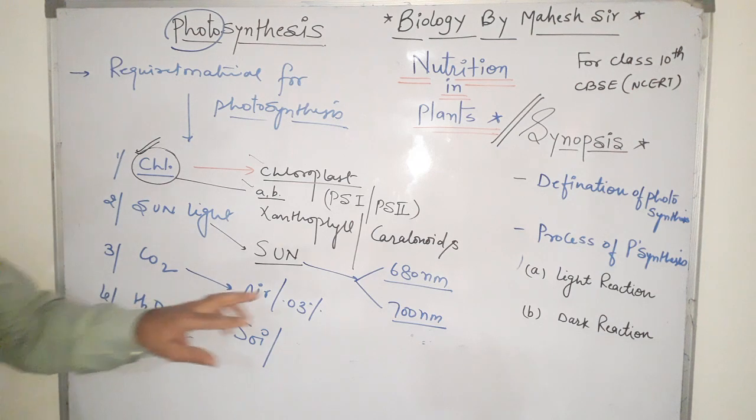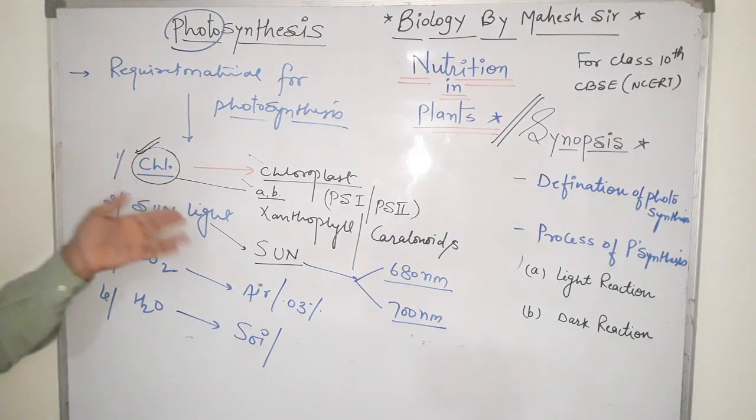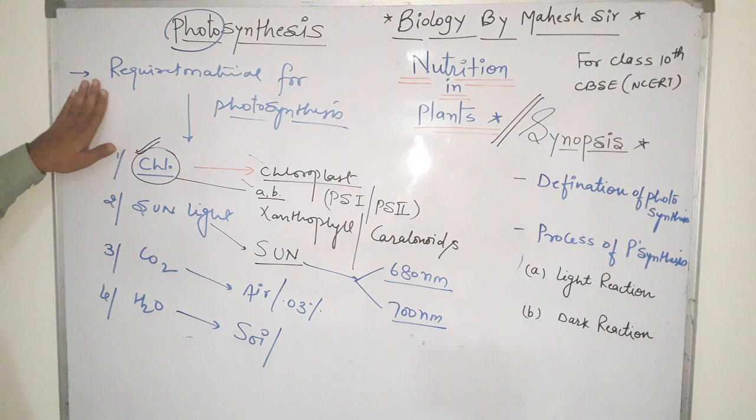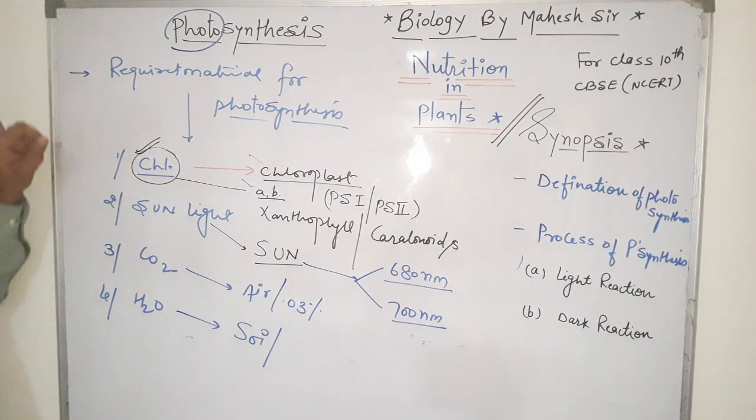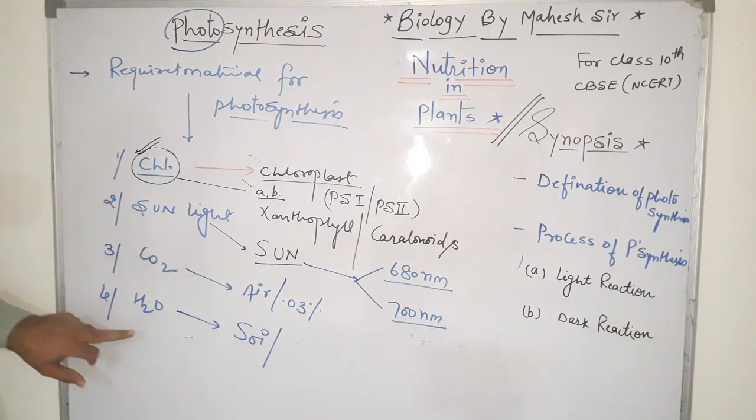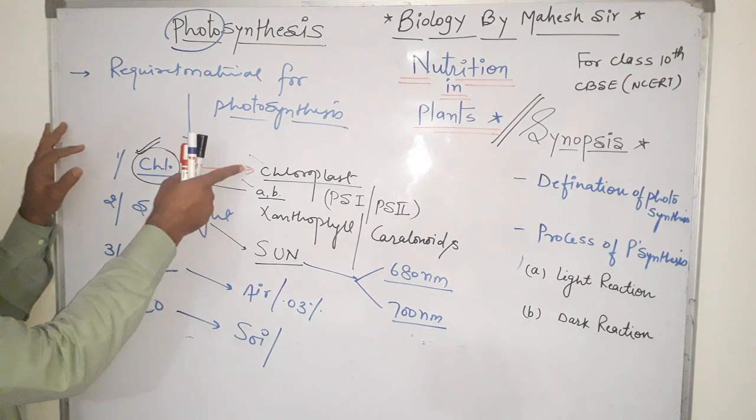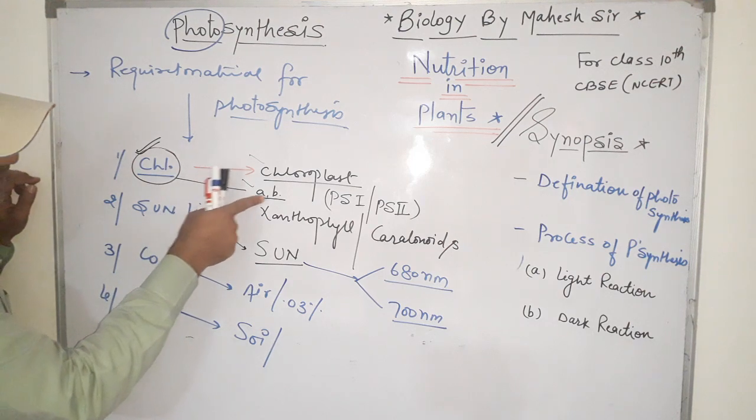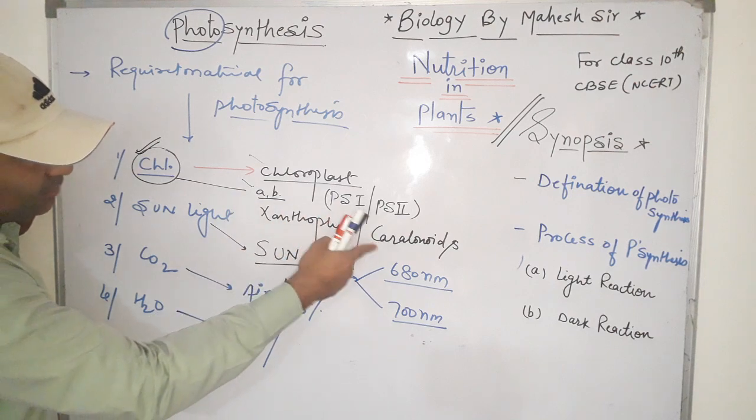First we take the definition of photosynthesis: the process by which plants prepare food with the help of chlorophyll, sunlight, water, and CO2. Second, the required materials for photosynthesis are chlorophyll, sunlight, CO2, and water. Chlorophyll is present in a chloroplast. It is of four types: chlorophyll A, chlorophyll B, and the remaining two photopigments, xanthophyll and carotenoids.